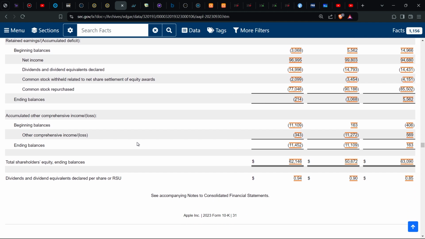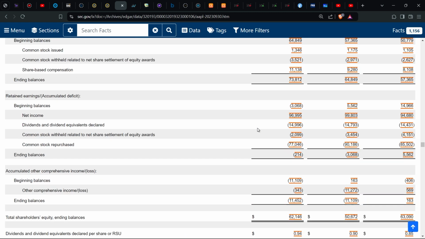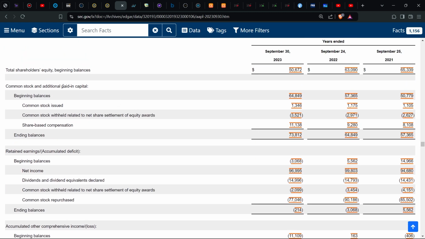Then accumulated other comprehensive income or loss, beginning balances, ending balances. This is other incomes or losses that have come as a result of the business operations. There's something I haven't talked about. It's something called the book value. As you can see here, the common stock.